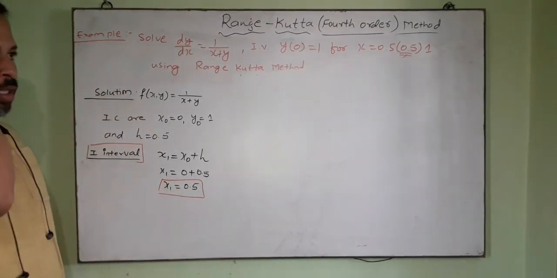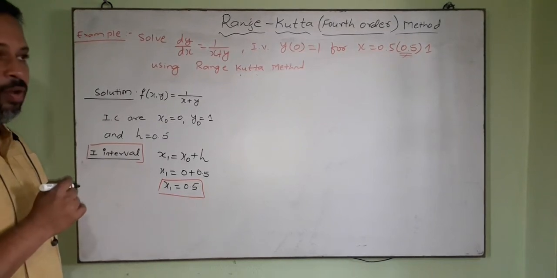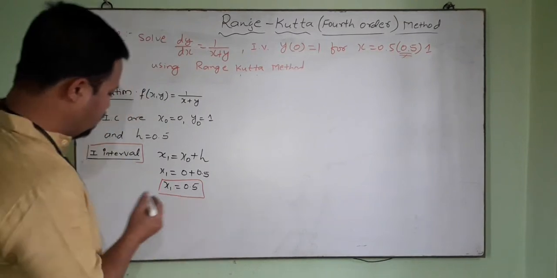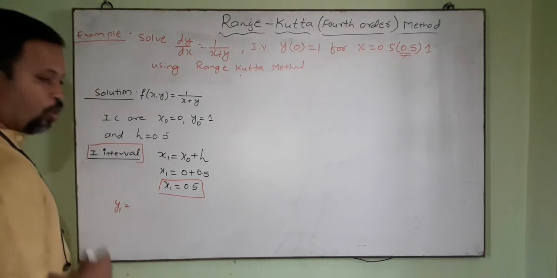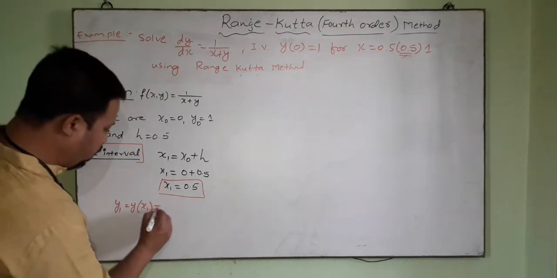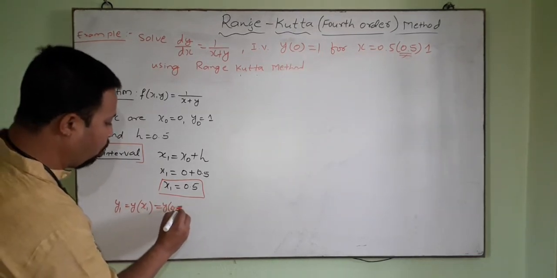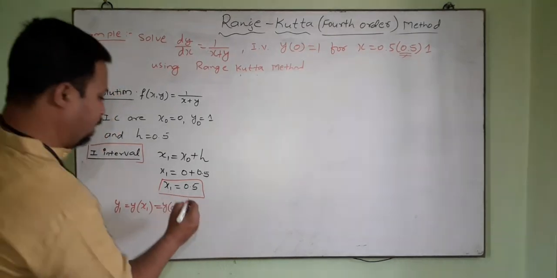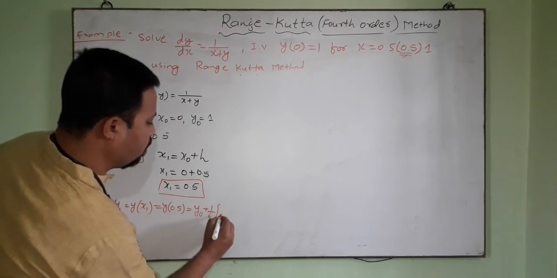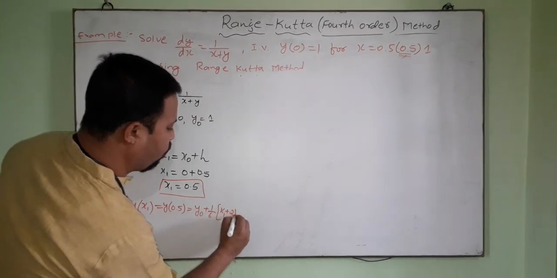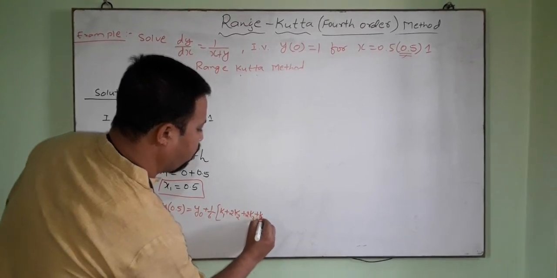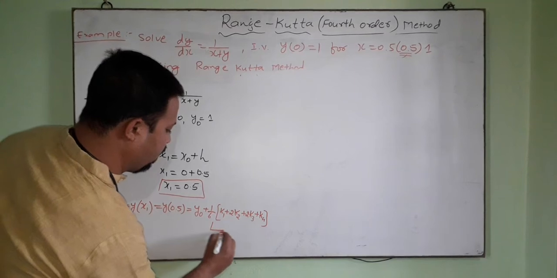What is the value of y at x1, that is 0.5? That means I will say y1. What is the value of y1? It is given by the Runge-Kutta formula, that is y1 is equal to y at x1, or y at 0.5. Overall it is given by y0 plus 1 divided by 6 times of k1 plus 2 times of k2 plus 2 times of k3 plus k4, and we will say this is my equation number 1.